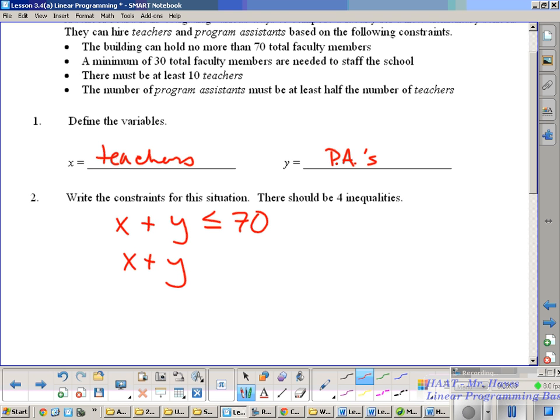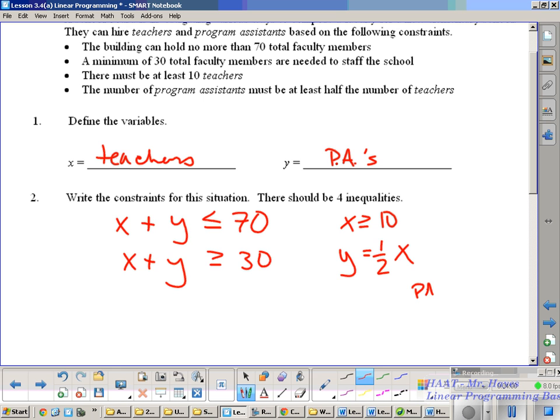Here are your other 3 that you and your friends should have come up with. There must be at least 10 teachers, so X has to be bigger than or equal to 10. This last one is usually the one that will throw people. It says the number of program assistants has to be at least half the number of teachers. Oftentimes, the 1/2 gets put on the wrong side. If you're not sure, do something like this.